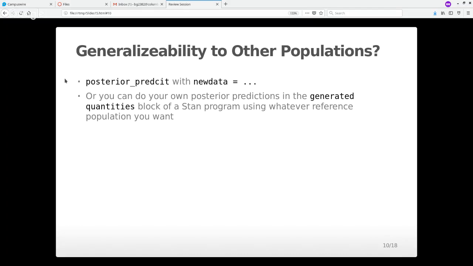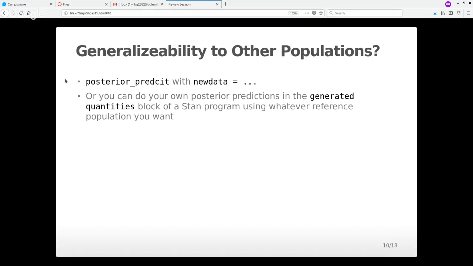Another source of uncertainty that people sometimes talk about, I didn't put it among the four because I think it's more or less a solved problem from the Bayesian perspective, is, well, what is the generalizability of my results to other populations? And the reason I consider that a solved problem is you can call posterior_predict if you estimate your model with rstanarm or brms, with newdata equal to something, where that new data frame can be from, or intended to represent, whatever population you want to make predictions about.